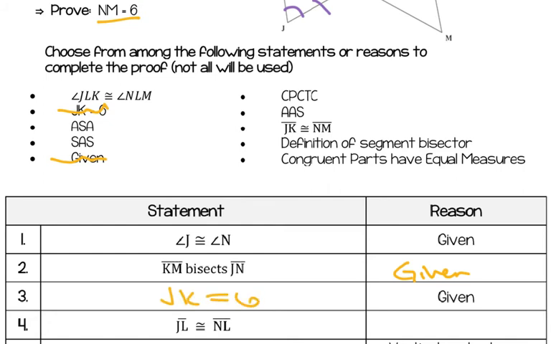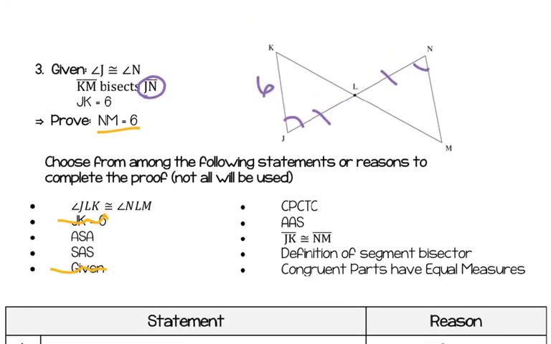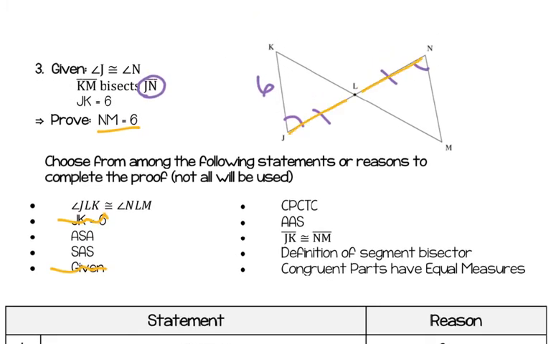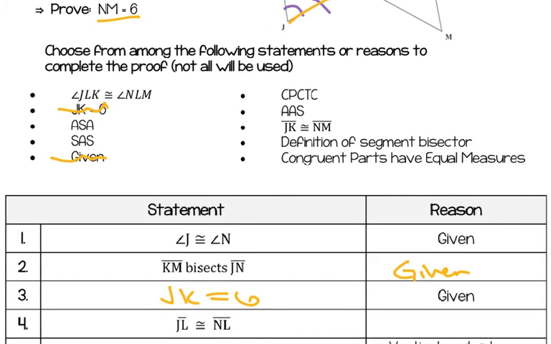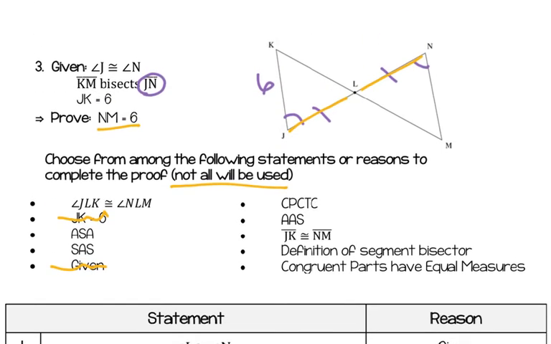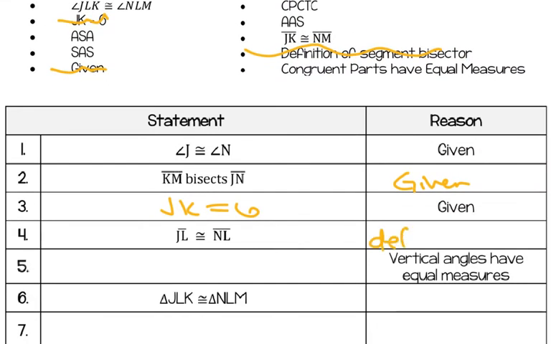Now the next thing we've got is that JL is congruent to NL. So look back at your picture. JL, that's this one, is congruent to NL. Why are those congruent? Look at your options you have. Which one of those would fit? And remember, it says not all will be used. Well, I was told that KM bisects JN. And so a segment bisector, that's what that is. Definition of a segment bisector. So definition, segment bisector. Okay.